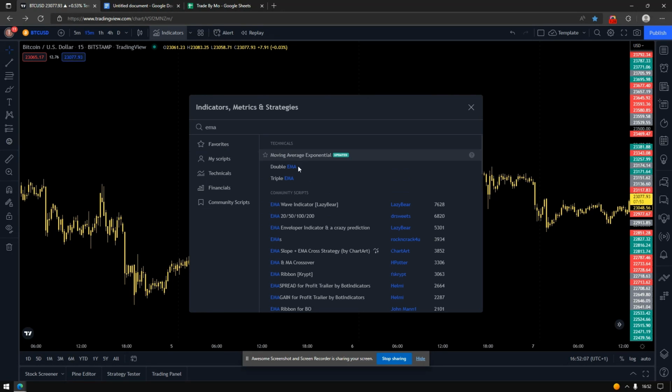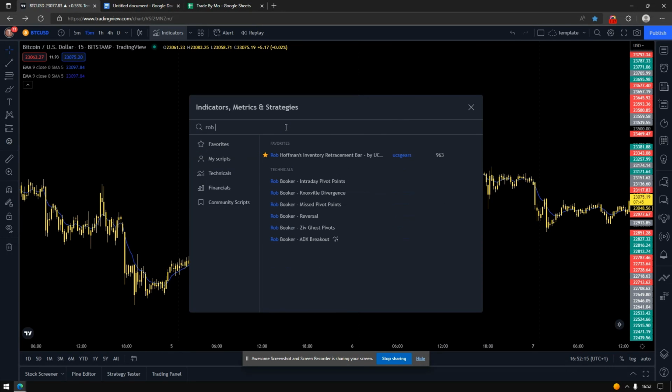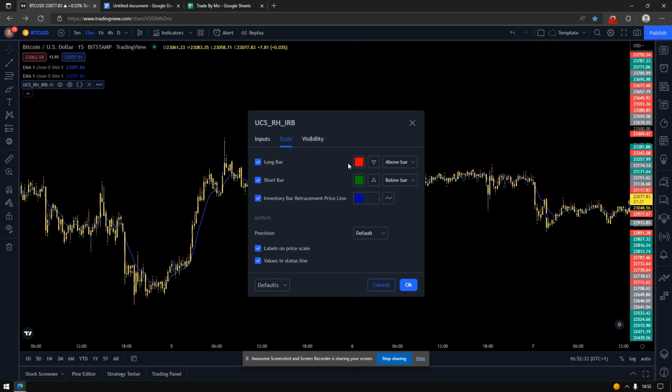There are 2 EMAs, double click that, and the third indicator, type in Rob Hoffman. And it's this one here, the inventory retracement bar. It's the only 3 indicators you need to make $1 million, I promise. In the settings, we want to change the red to green and the green to red, like that. And we want to get rid of this third option here.